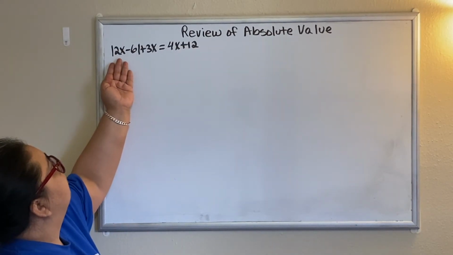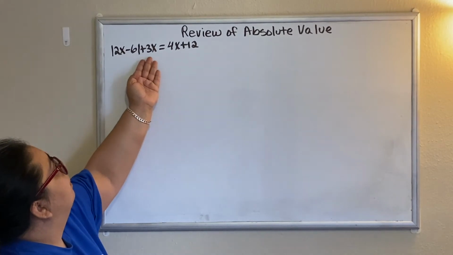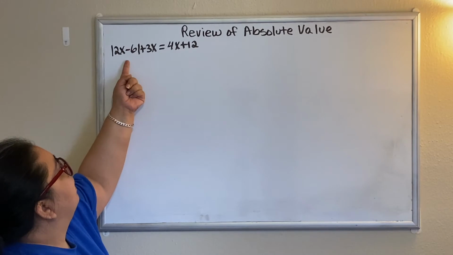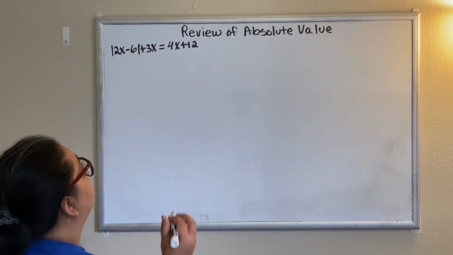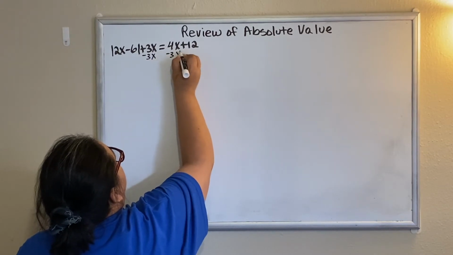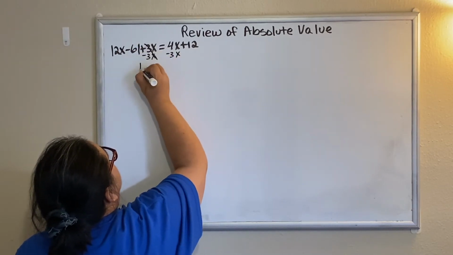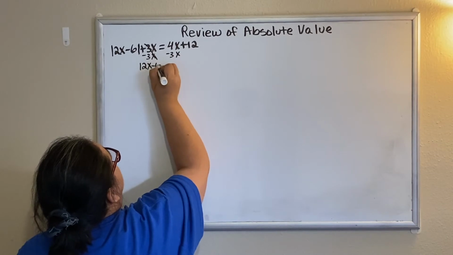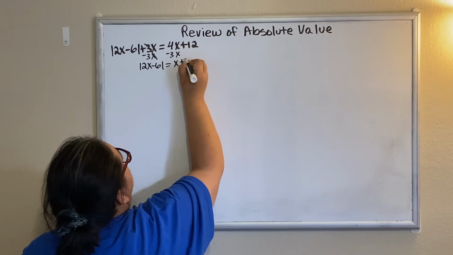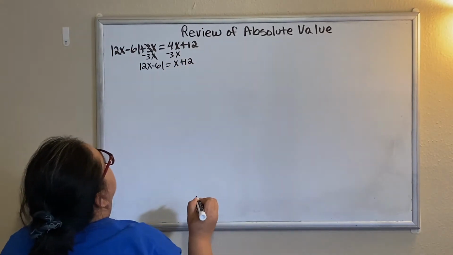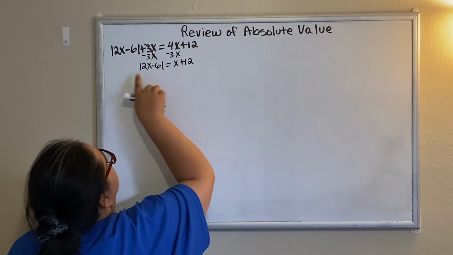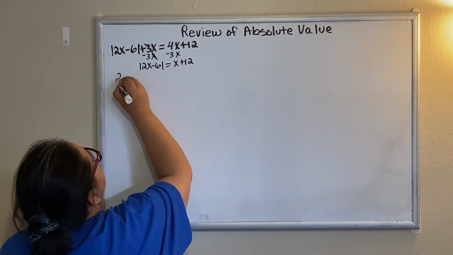Example 2 is the absolute value of 2x minus 6 plus 3x equals 4x plus 12. I need to isolate the absolute value, so we need to subtract 3x from both sides. Eliminating the 3x, we get the absolute value of 2x minus 6 is equal to 4x minus 3x. That's going to be x plus 12. So now my absolute value is isolated. I have an expression on the other side. We can make 2 equations.